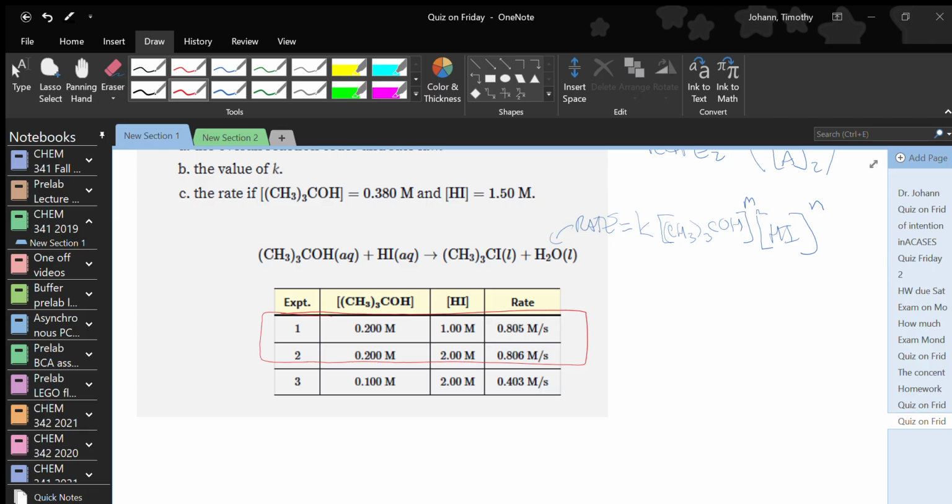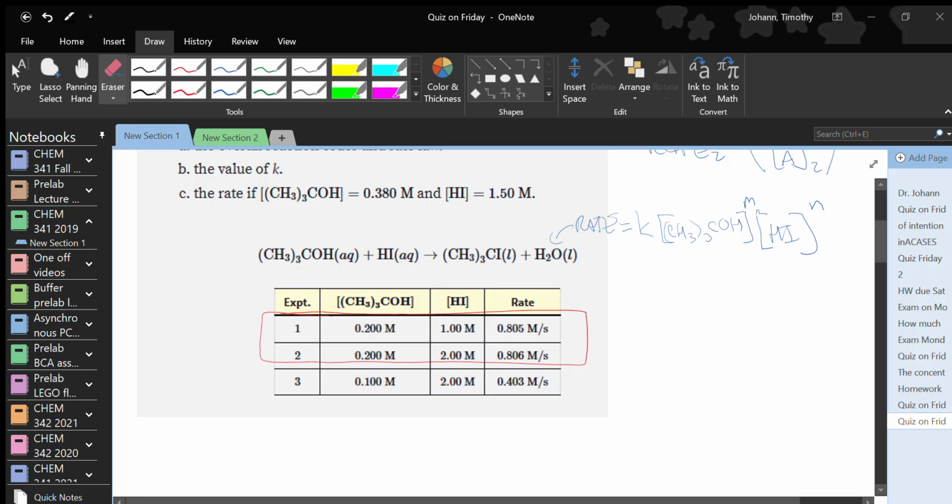By inspection, I double the amount of HI, and what happens to my rate? It goes up some tiny, tiny amount that's probably just within the error of my measurement. We're going to say those are the same, right? Less than 1% difference there, so barely any change. So the concentration of HI does not affect my rate of reaction. Essentially, what order is it then? It's 0 order, right? So if I put a 0 in for n up here, make that 0.